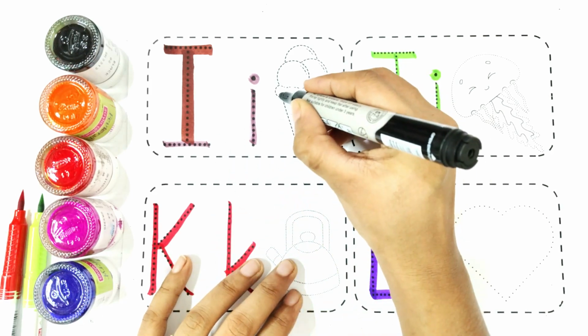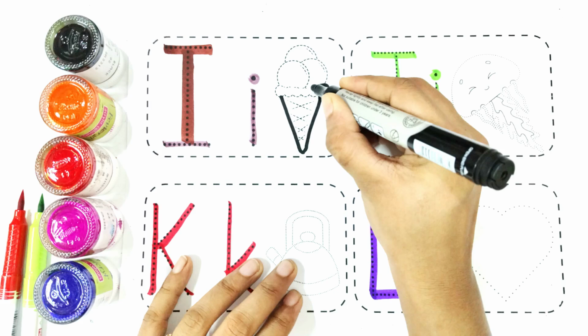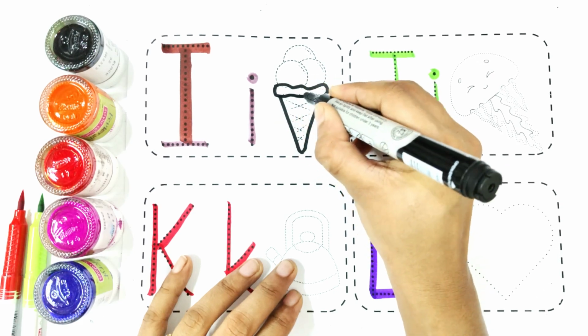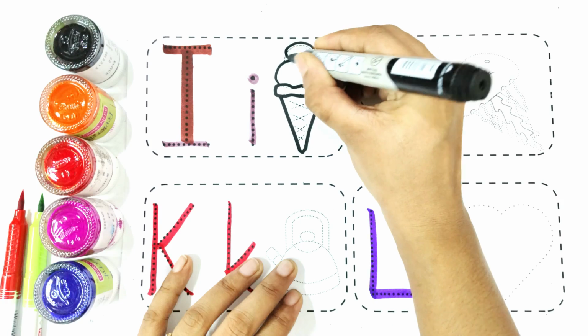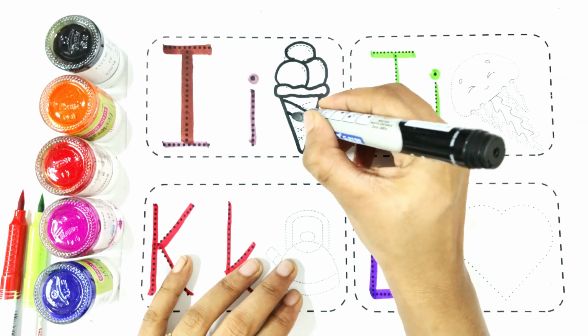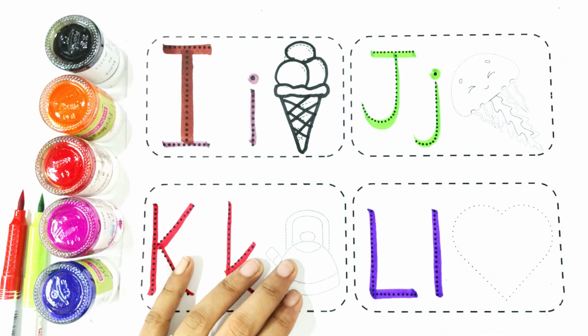I is for ice cream. Draw with me an ice cream. Again, say with me, I is for ice cream.